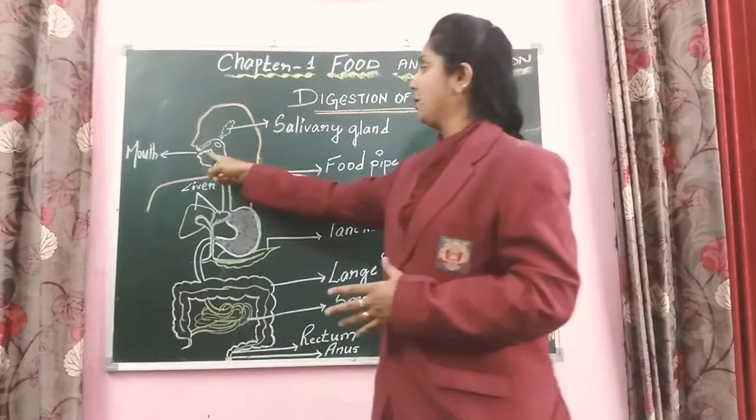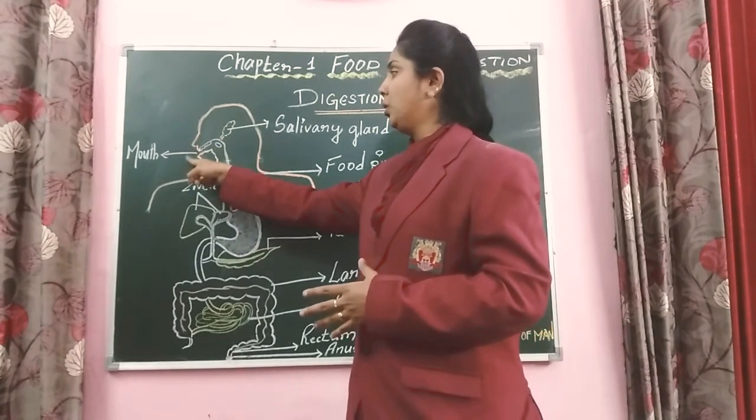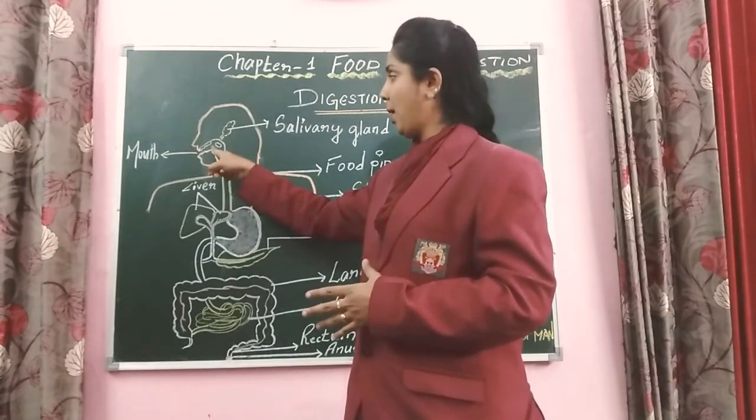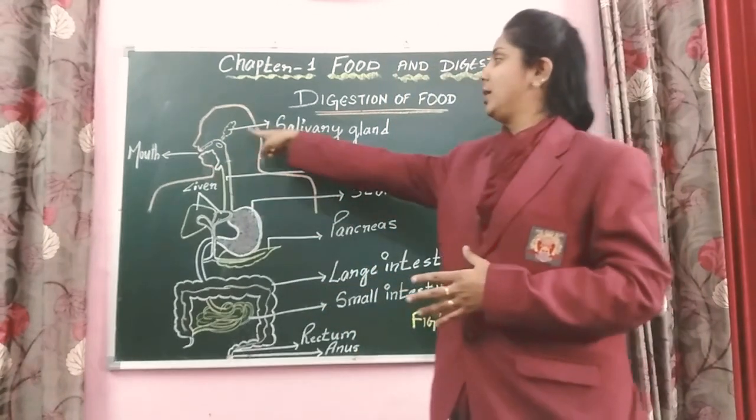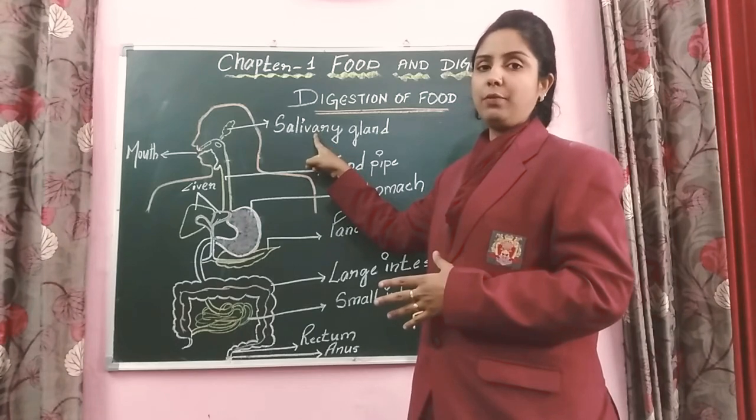Here this is the first part, that is the mouth. From here the food enters inside the mouth. Here you can see this is the salivary gland. Now what is the importance of the salivary gland?